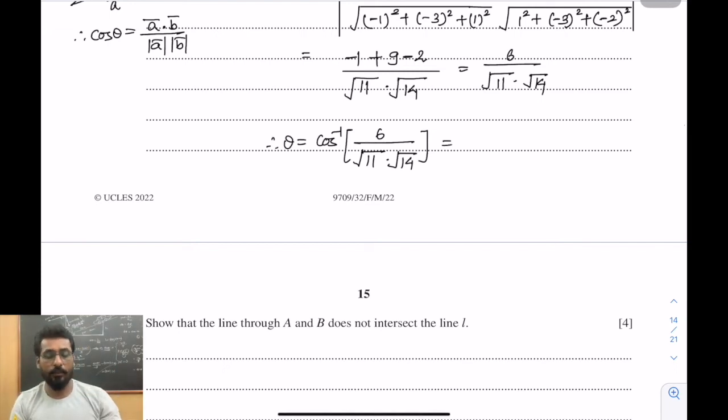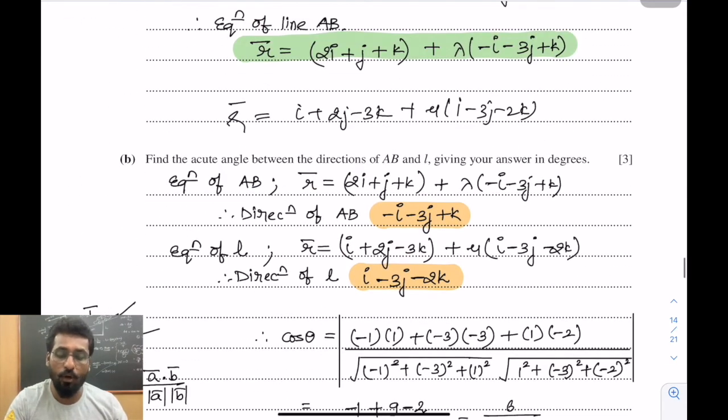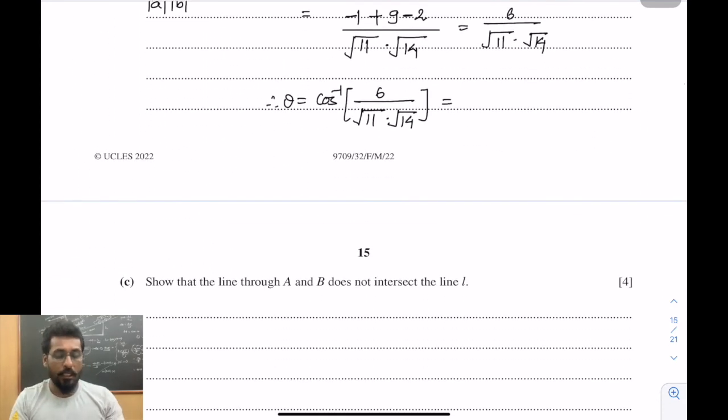So let's quickly get this answer. I want the answer in degrees. The question demands the answer in degrees, so I definitely need to keep my calculator in degree mode. Now I'm going to make use of cos inverse. Press the shift sign, the cos key, and you'll get cos inverse 6 divided by square root of 11 into 14. Square root of 11 multiplied with square root of 14 is like root of 11 into 14. Come outside the bracket, close it. The answer is 61.086.